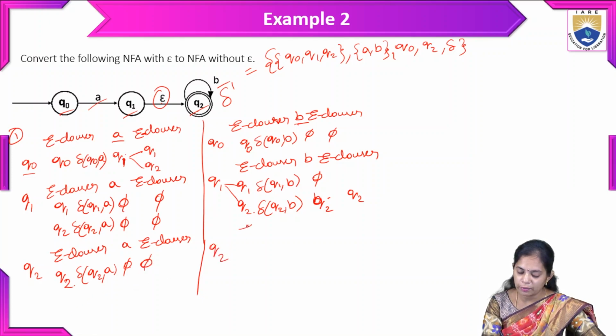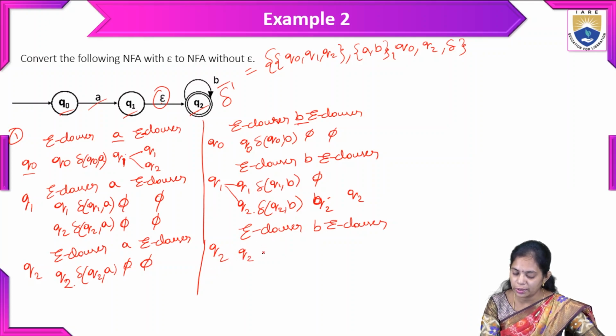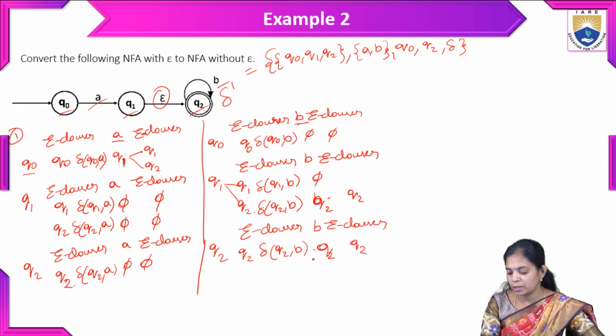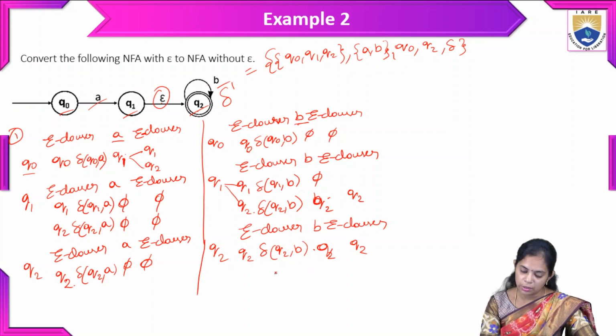And for the Q2 state, we need to find for the B input also. B epsilon closure. The epsilon closure of Q2 has only the value Q2. Q2 comma B input: Q2 comma B gives the value Q2, and the epsilon closure of Q2 gives the result Q2 only. So we just finished the epsilon closure for all the states. By seeing the results, we need to find the transition table.